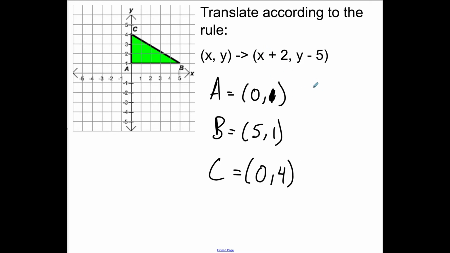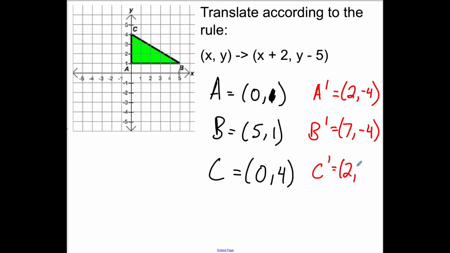So if we translate according to this rule, here's how we're going to determine our A prime, B prime, and C prime. To get A prime, what this tells us is you take the x and you're going to add 2 to it. So x is equal to 0, so adding 2 to 0 is going to give us 2. And y is equal to 1, so subtracting 5 is going to give us -4. For B, here we have 5, so we are going to add 2, which is what our rule says to do. That brings us to 7. And we're going to subtract 5, so it's going to bring us to -4. And for C, our rule says to add 2, so that's going to go from 0 to 2. And we're going to subtract 5, so we're going to go from 4 to -1.